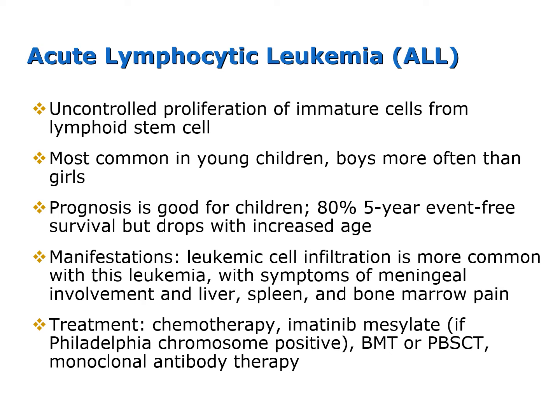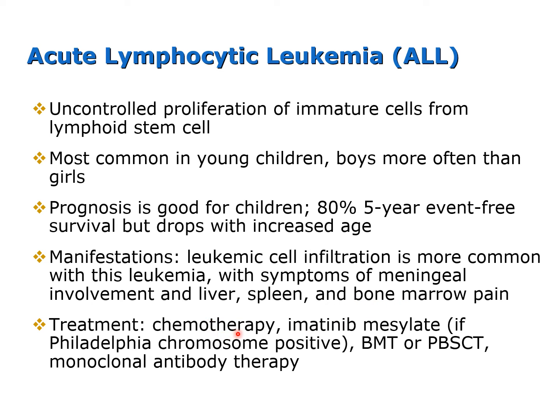For the acute lymphocytic leukemia, ALL, this one is specifically an uncontrolled proliferation of immature cells from the lymphoid stem cell. We found out that it's primarily in young children, boys more often than girls. Prognosis apparently is good for children. So children tend to do well if they have this type of leukemia, but the older they get, the prognosis gets worse for them. Some of the manifestations for this type of leukemia: leukemic cell infiltration is common here. You're going to see things like meningeal involvement, liver, spleen, and bone marrow pain.